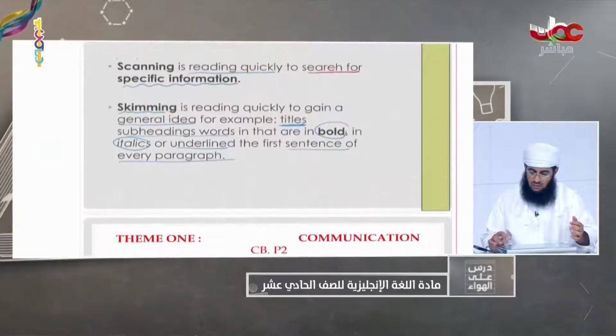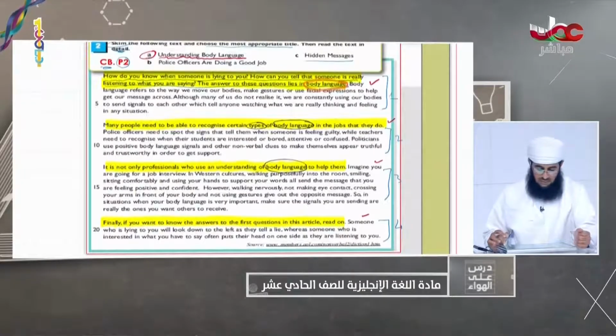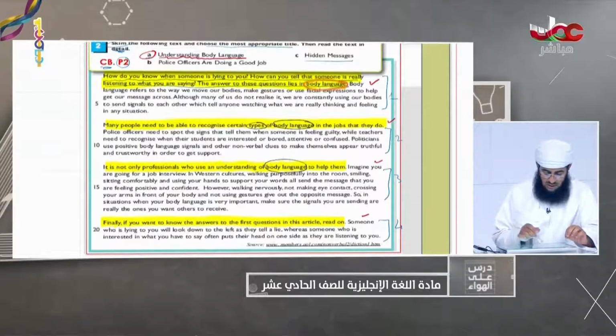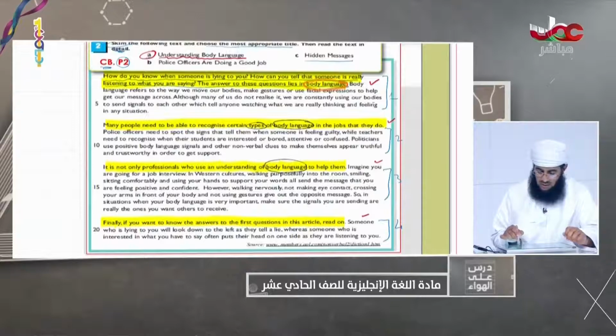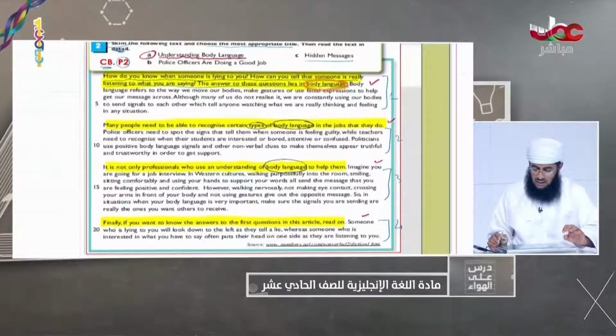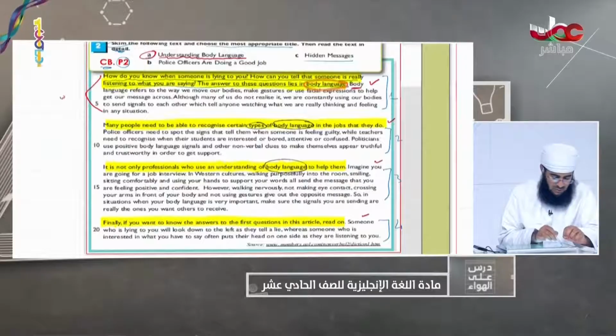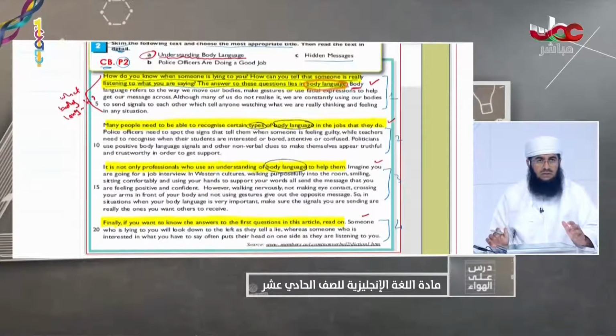Okay, I need to go to the text again and have an idea for each paragraph. The topic sentence, we have already known what it is about, so let's move on to the more details here. Body language refers to the way we move our bodies, make gestures, or use facial expression to help get our message across. Although many of us don't realize it, we are constantly using our bodies to send signals to each other, which tell anyone watching what we are really thinking and feeling in any situation. I can summarize the main idea of this paragraph in just one word: he is giving me a definition of what body language is.